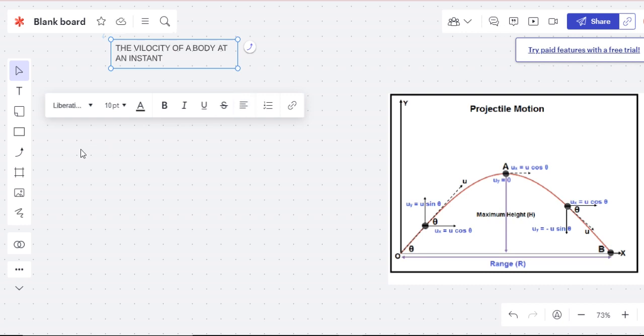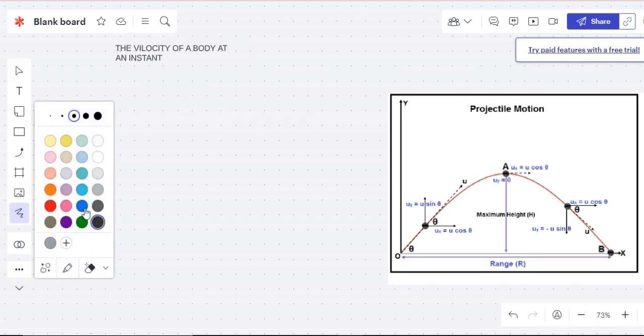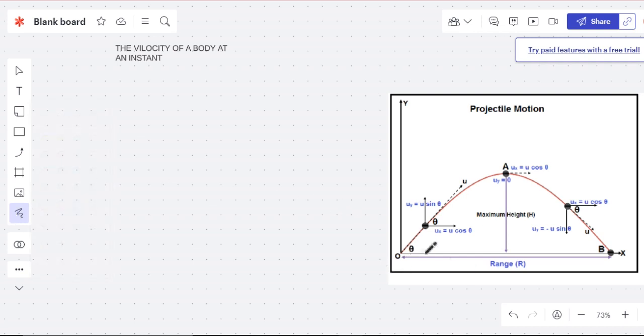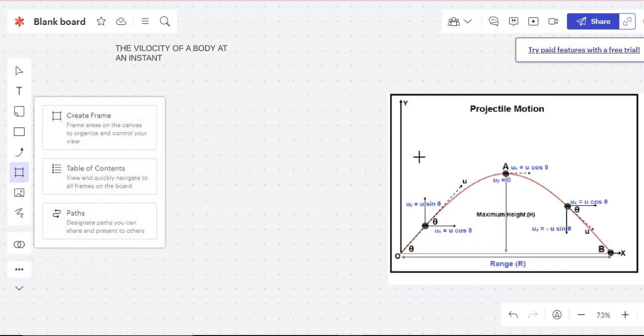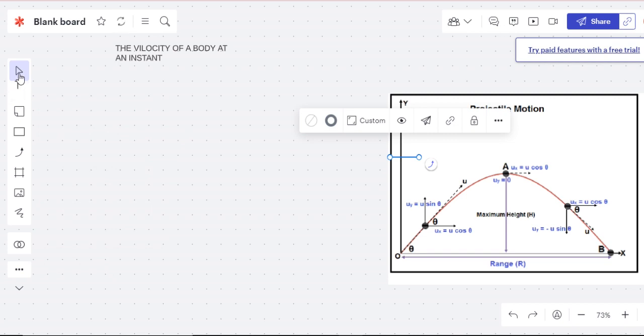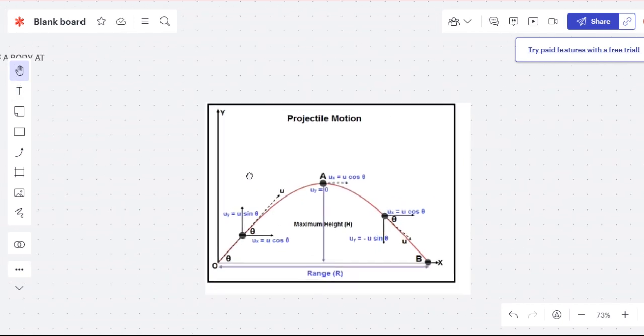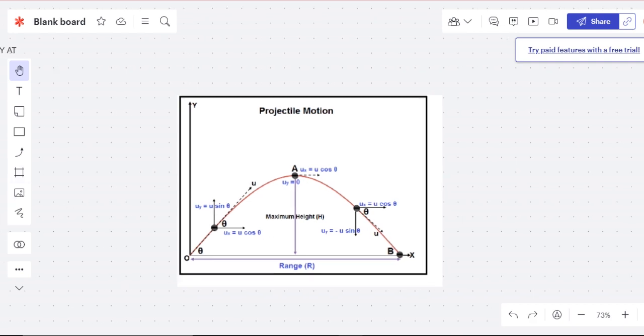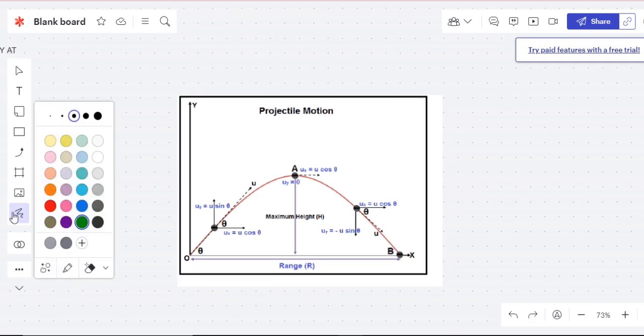For a while, consider that this is a projectile path. As you can see, there is a projectile path. So this is u cos theta and this is u sin theta. Let's bring this picture here so that it will be bigger. Okay, so let me explain with the help of this.